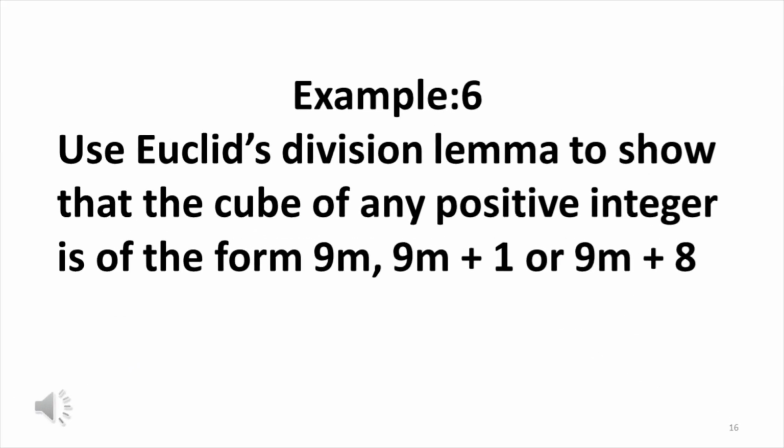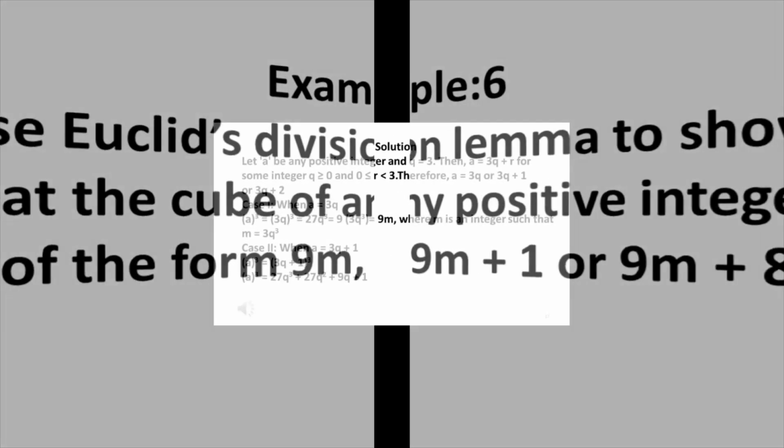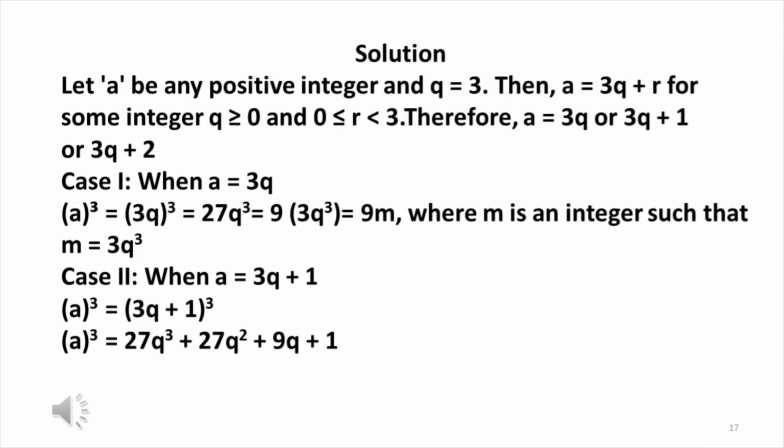Example 6: Use Euclid's division lemma to show that the cube of any positive integer is of the form 9m, 9m plus 1 or 9m plus 8. Solution: Let a be any positive integer and b equals 3, then a equals 3q plus r for some integer q greater than or equal to 0 and 0 is less than or equal to r less than 3. Therefore, a equals 3q or 3q plus 1 or 3q plus 2.